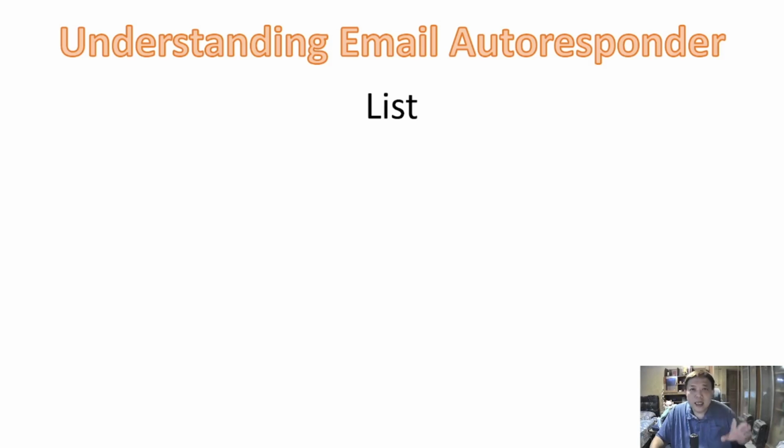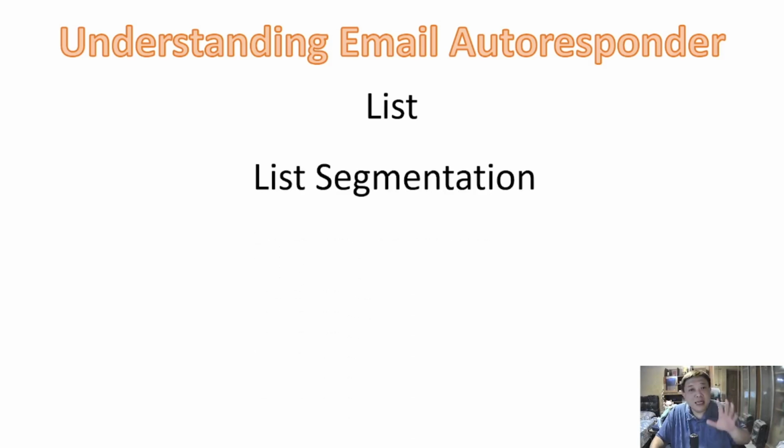List can also be understood by using list segmentation. For example, when you collect all the leads, we call this a raw list. Within the raw list, there will be people who open your emails along the way, and people who click on your emails along the way. When you filter, or rather segment, the entire raw list into who are the openers and who are the clickers, that is an example of list segmentation.